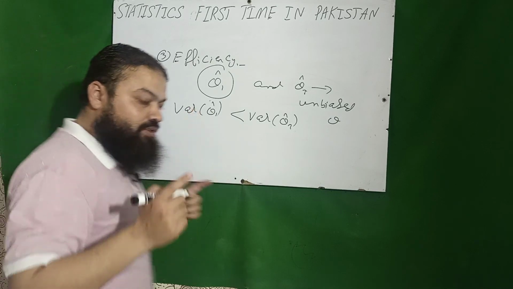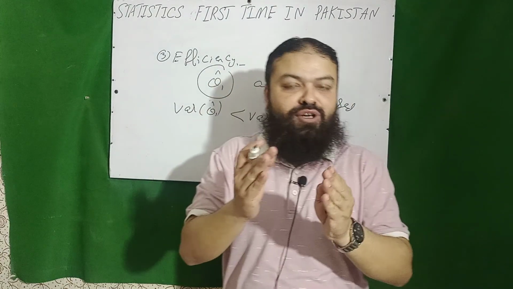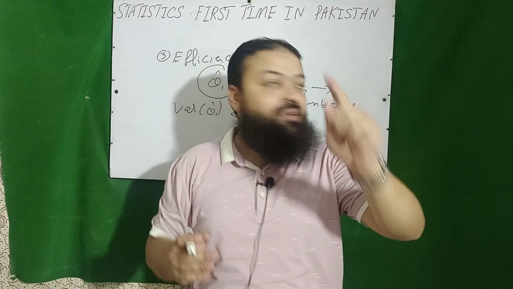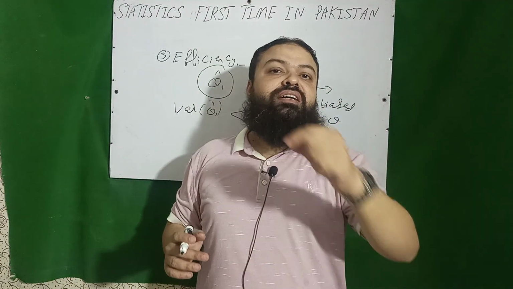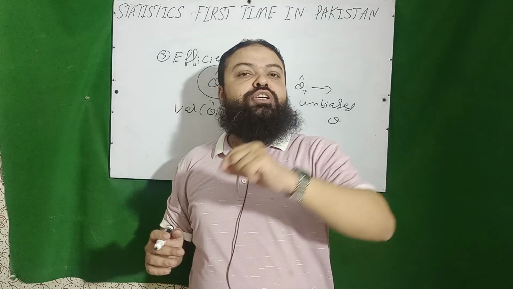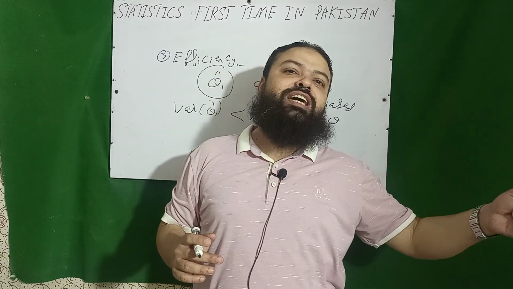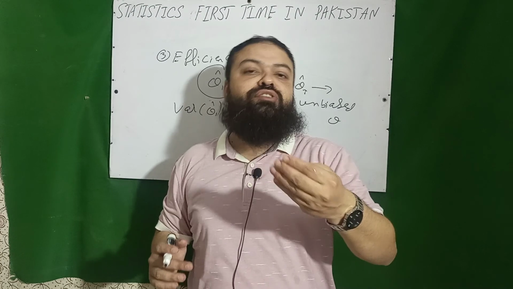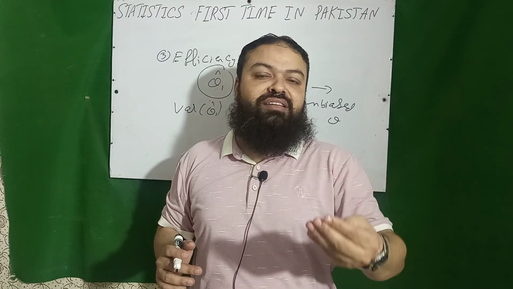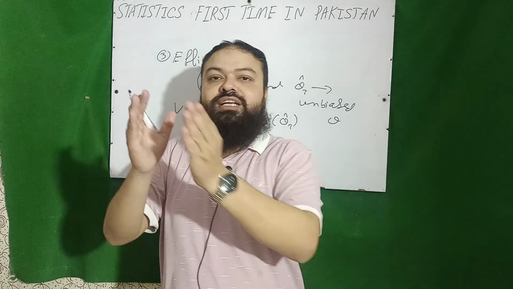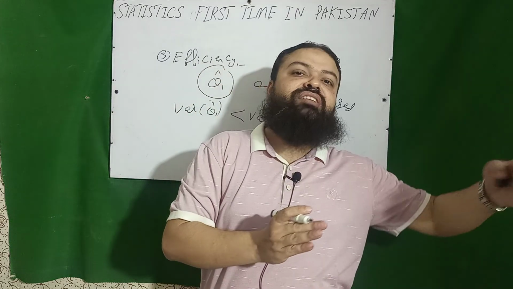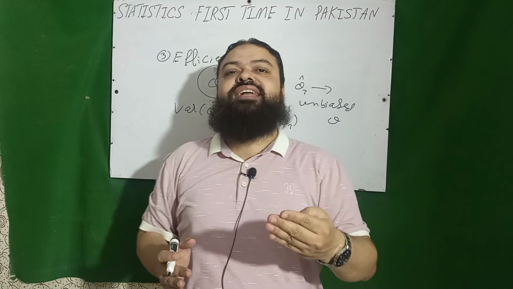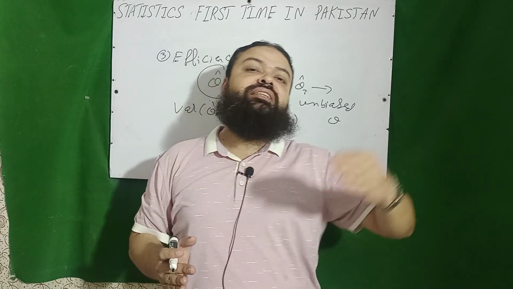So what did you learn in efficiency? First of all, both estimators must be unbiased. And after that, after unbiasedness, the variance of theta 1 cap should be less than the variance of theta 2 cap. We compare the variances of the estimators which are unbiased. If the variance of the first estimator is less than variance of the next, theta 2 cap, we can say that theta 1 is more efficient than theta 2 cap.